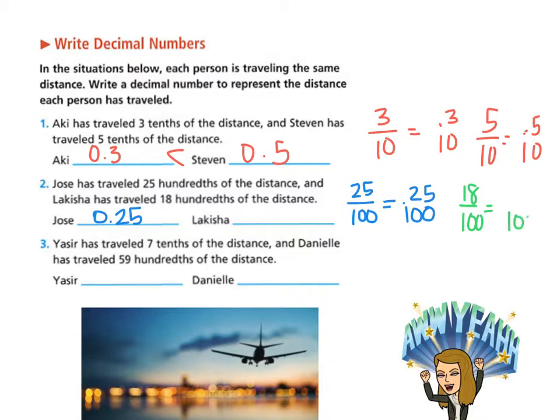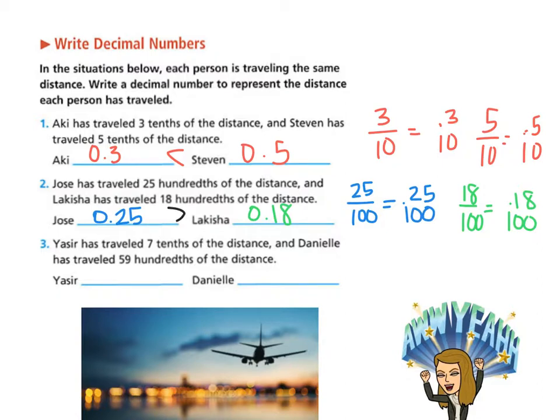Get my cheat sheet ready here. 0.18. Perfect. All right, so now let's compare these numbers. Who has traveled further? Well, both 0 point matches up, but then I have a 2 versus a 1. That 2 wins right away, so Jose so far has traveled further.